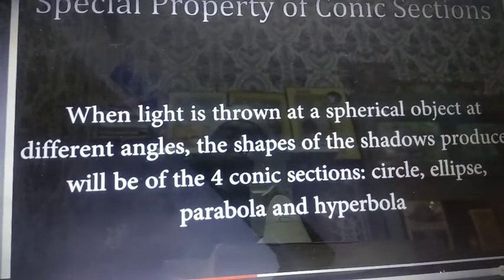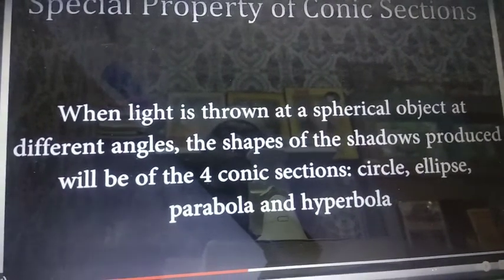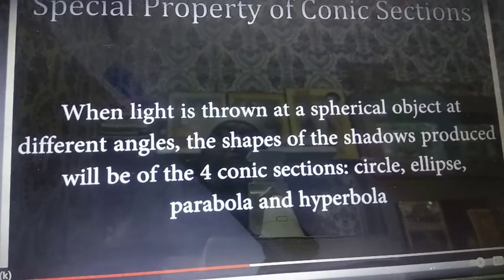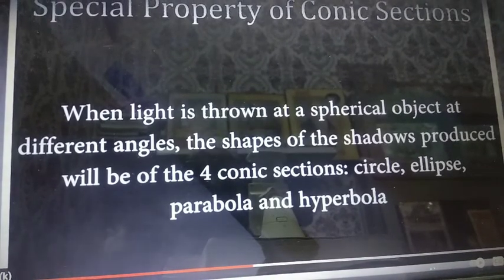Now, we are going to observe a very interesting property of conic sections. According to this property, if light is thrown at a spherical object from different angles, we will get different conic sections as a shadow. Now we are going to look at the same thing in an experiment. For this experiment, I am going to need a ball and a torch so that I can throw the light on the ball. Now so that I can see the shadows clearly, I am going to dim the lights.